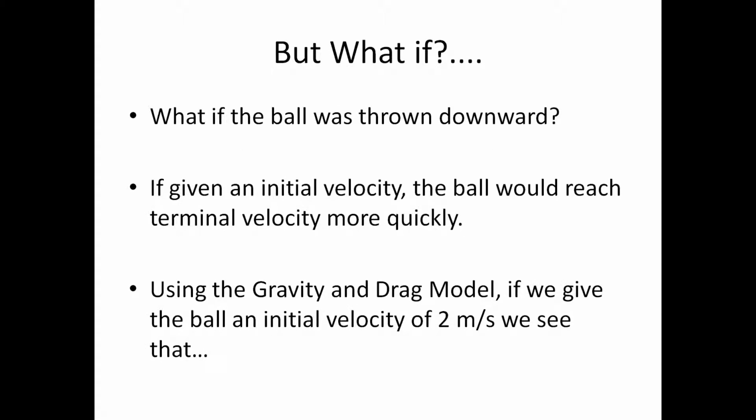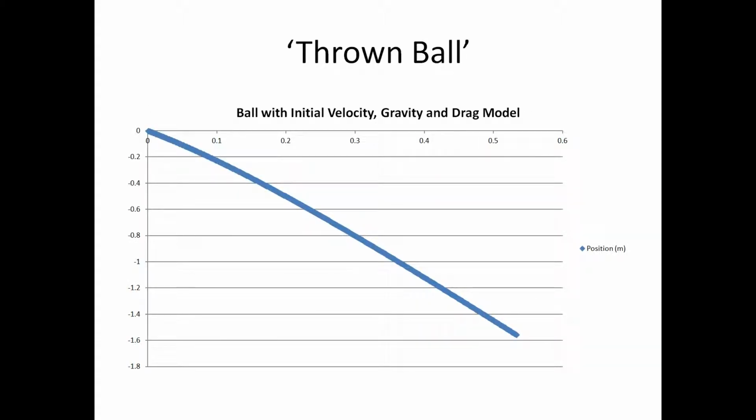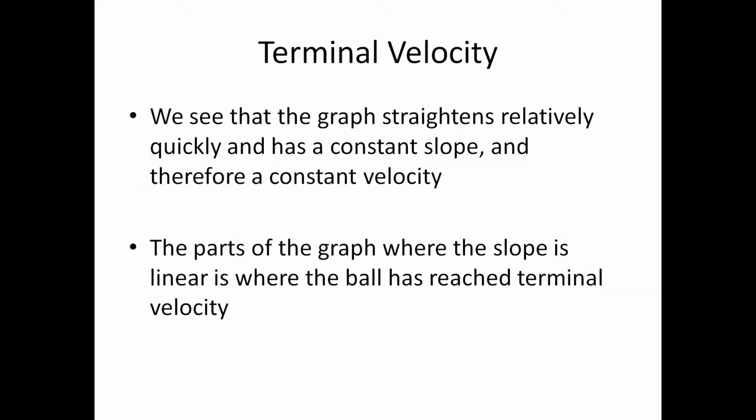But what if? Let's take this hypothetical situation with terminal velocity. What if the ball was thrown downward? Well, if given an initial velocity, the ball would reach terminal velocity more quickly. Using the gravity and drag model, if we give the ball an initial velocity of 2 meters per second downwards, we see this model. We see that the graph straightens out relatively quickly and has a constant slope and therefore a constant velocity. The parts of the graph where the slope is linear is where the ball has reached terminal velocity.